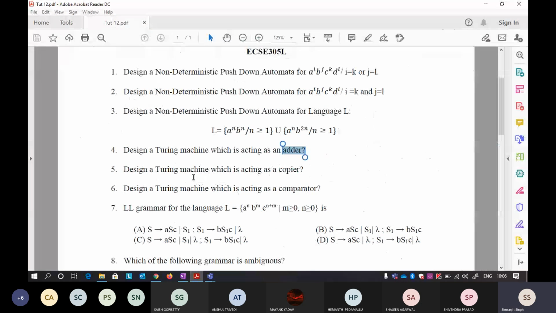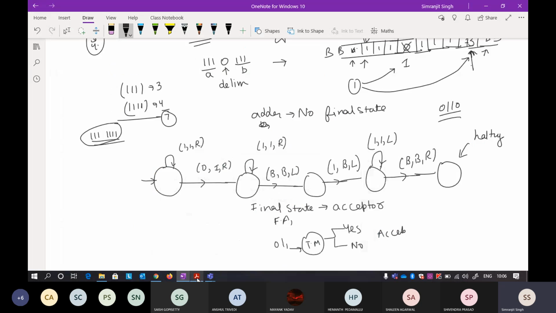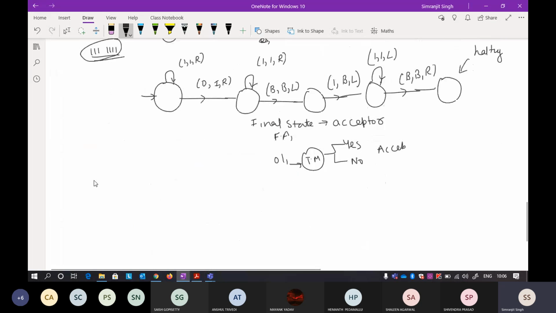Okay, the next one is to design a Turing machine which is acting as a copier. Copier means that it just copies the input. Again, I will explain the procedure informally. You just have to design the diagram here. Suppose there is input like blank, and now I have to copy this on the tape. Preferably I will copy it to the right. You can also copy it to the left if you want, but I'm preferring the right.